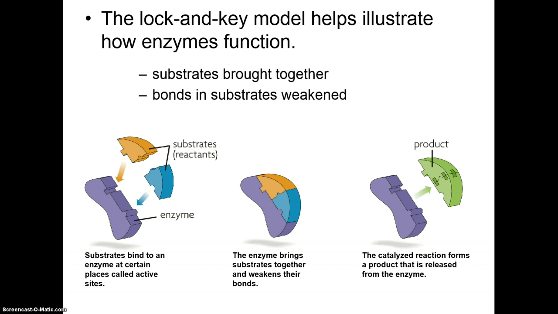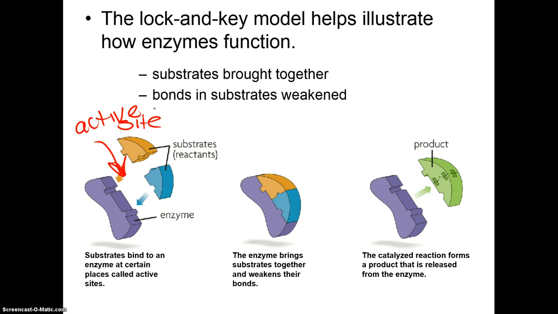Okay, substrates bind to an enzyme at certain places called the active sites. Nice arrows point to the active sites. Then the enzyme is going to bring those substrates together, and it's going to form a product.